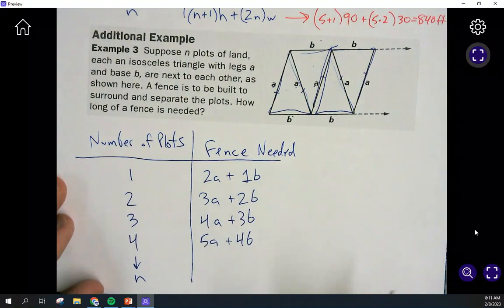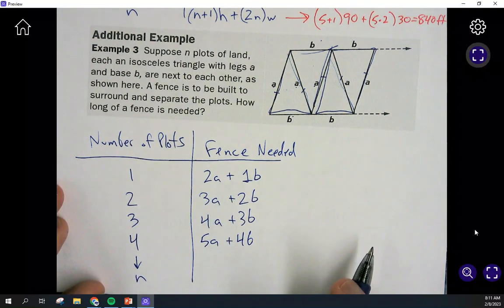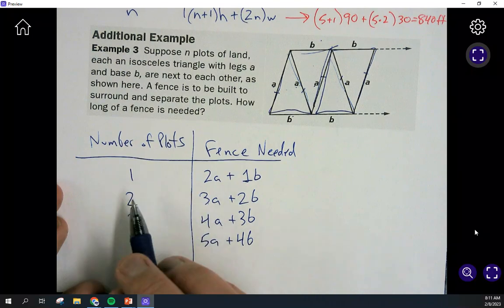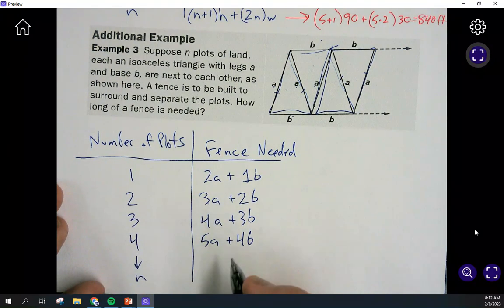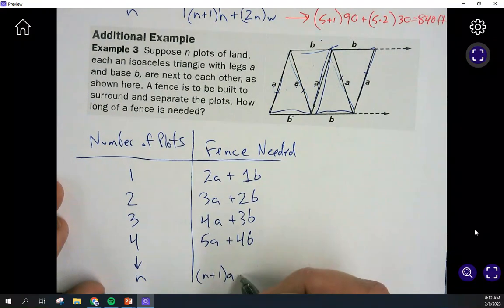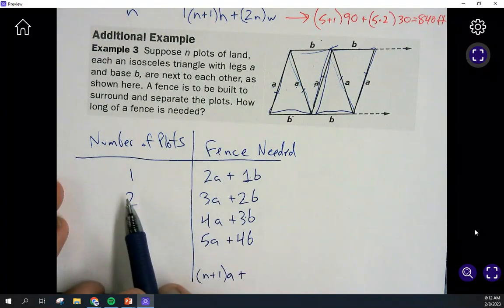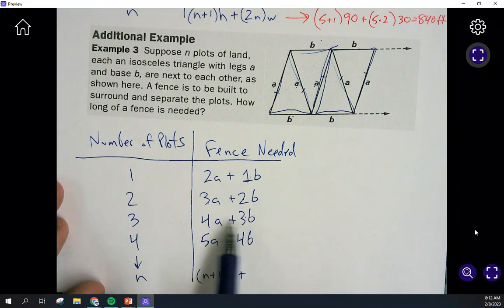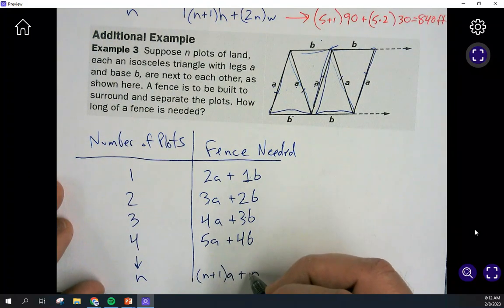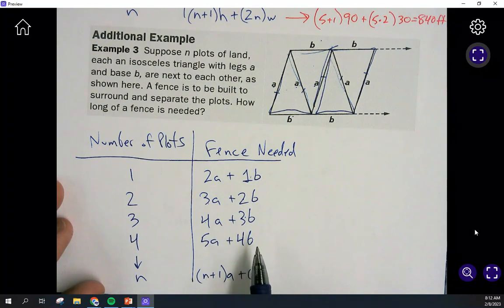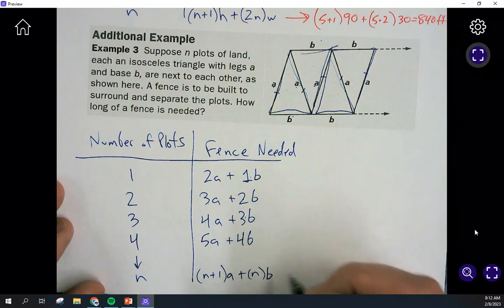So if I was going to project this out for any number of sides and I wanted to find the fence that was needed, this number, once again, is one more than this one. So I'm going to call this n plus 1 times whatever A is. And this one is actually not double like it was up there. 2 is 2, and 3 is 3, and 4 is 4. So this number is whatever n is. So we're going to call it n. I'll put it in parentheses so that it's clear. And that gets multiplied times b.